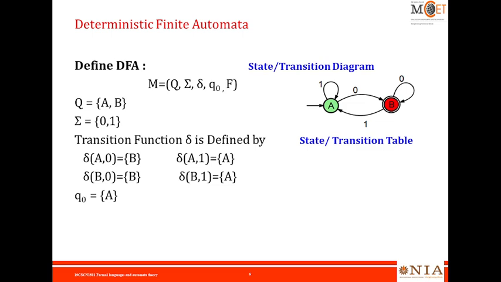Here the starting state is A and the accepting state is B. Here B is represented using a double circle.